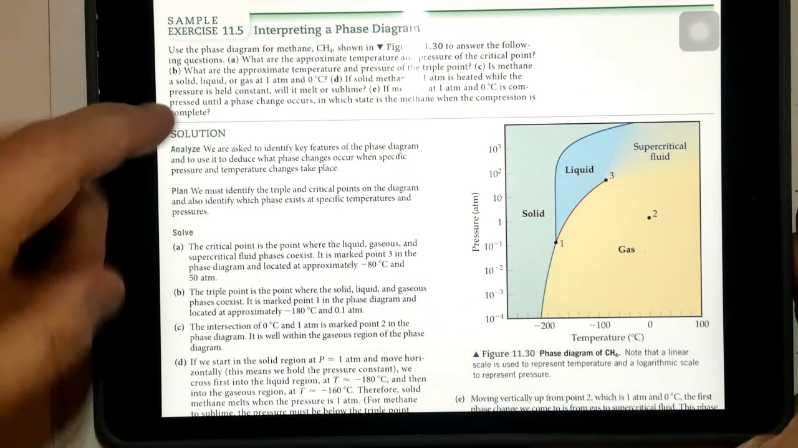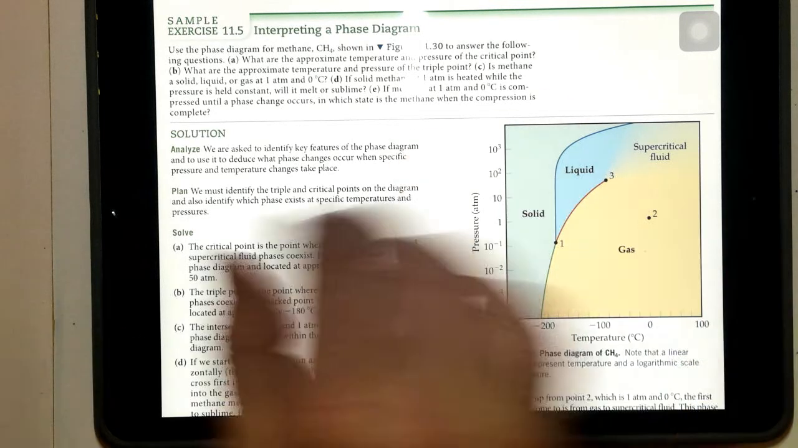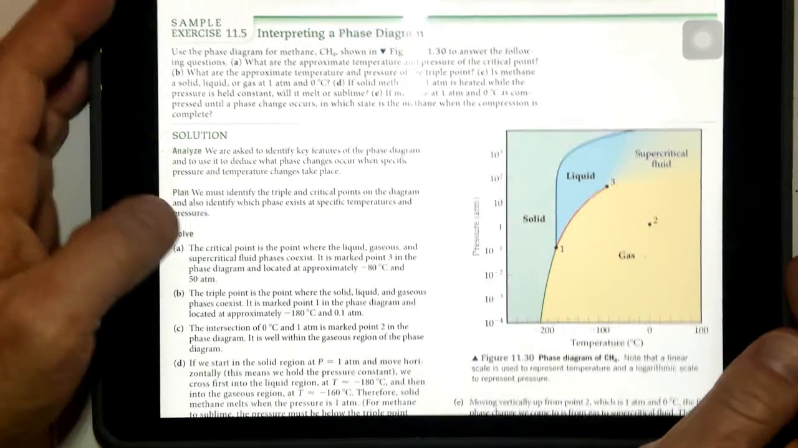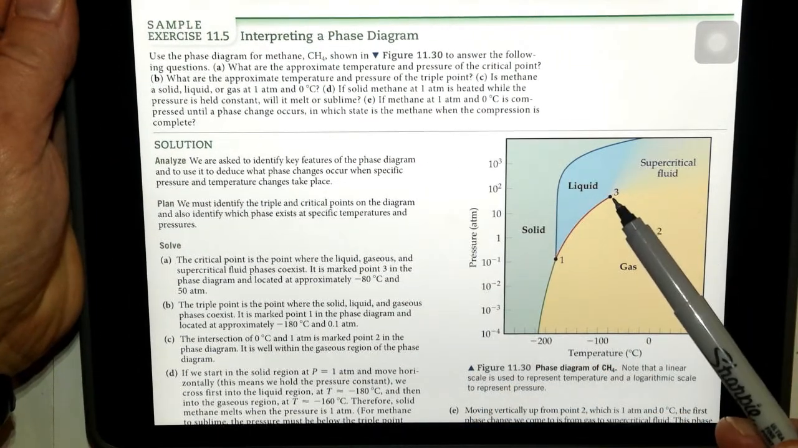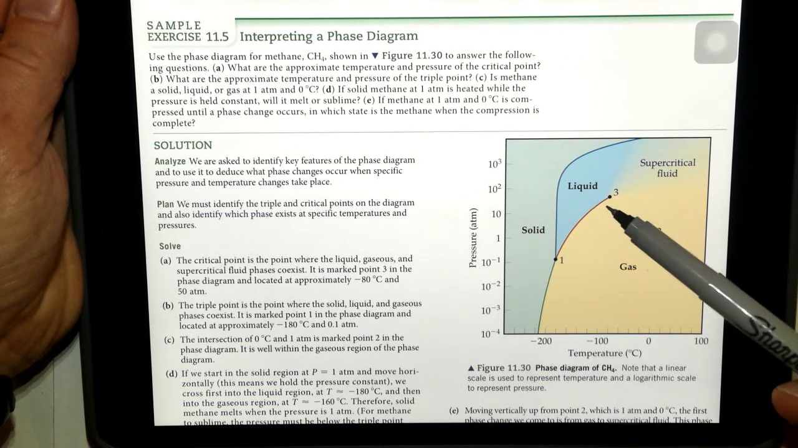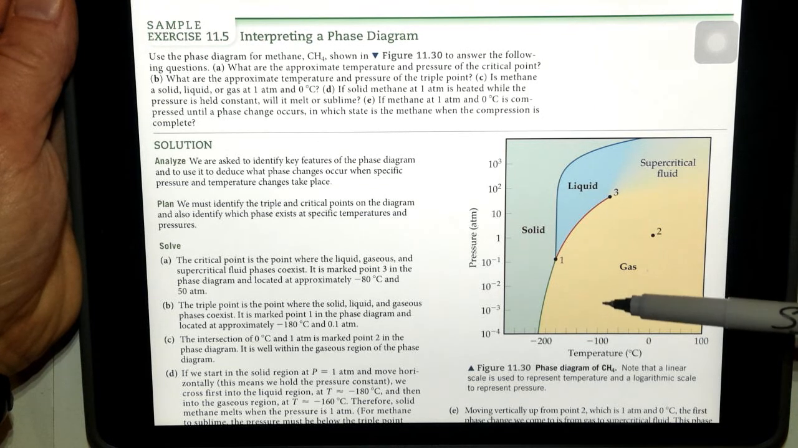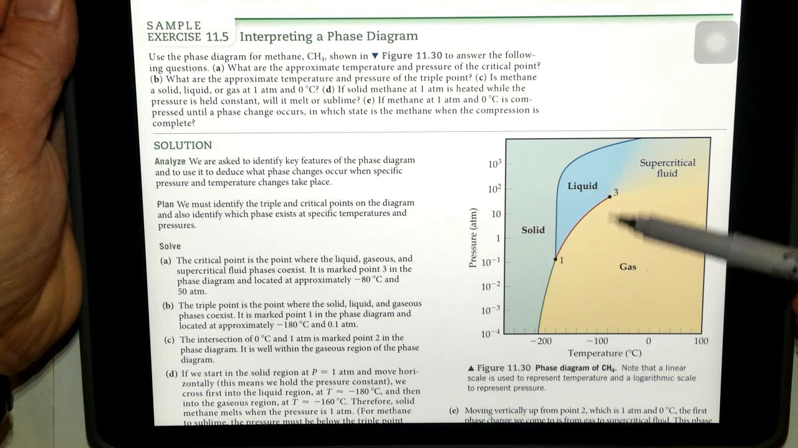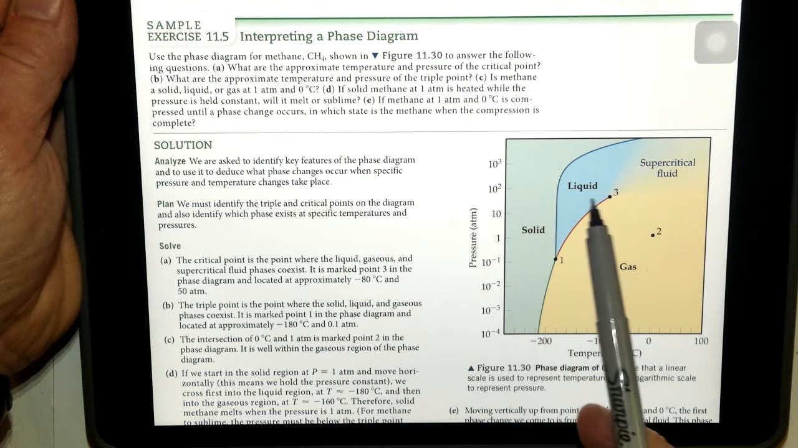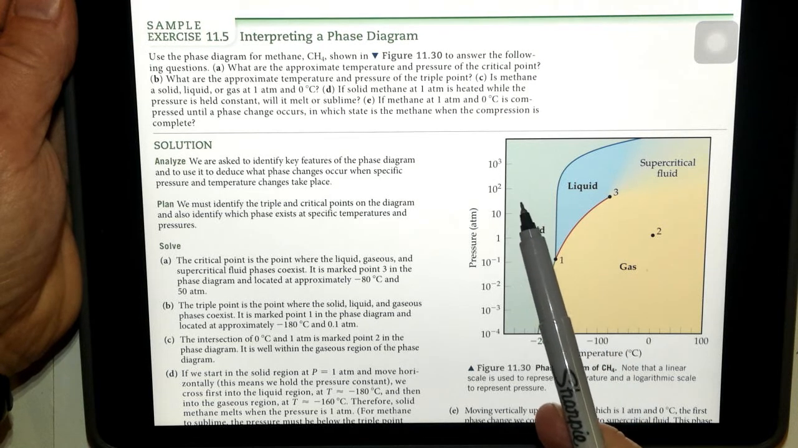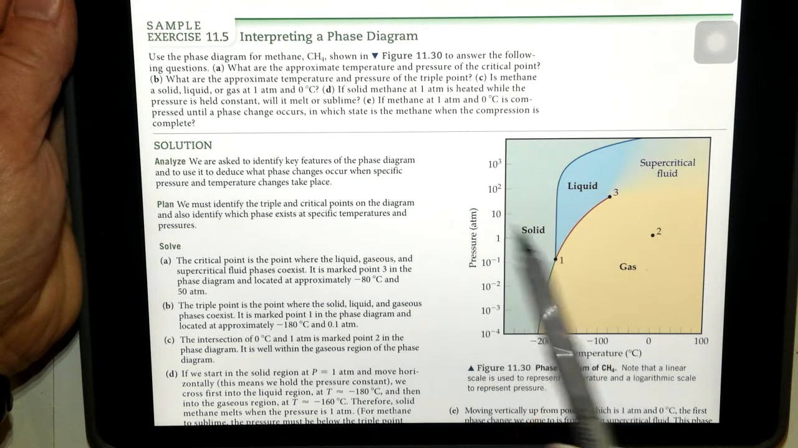So it says, first of all here, use the phase diagram for methane to answer the questions. What are the approximate temperature and pressure of the critical point? So the first thing it asks for is the critical point, temperature and pressure. So the critical point would be right up here at 3, because that's where above this we can't put any more pressure on it to make it be a liquid anymore. And if you drop it down from here, it looks like it would be at about -80 degrees Celsius or so. And then if you bring it over here, it looks like it would be above 10, but not quite at 100. So maybe about 50 atmospheres or so, maybe 60 atmospheres, something like that.